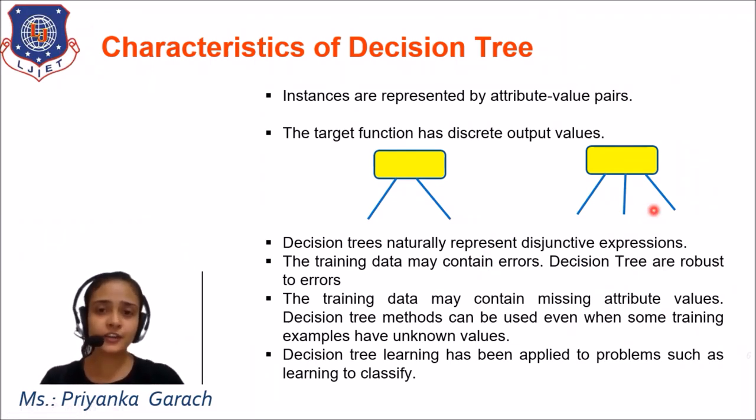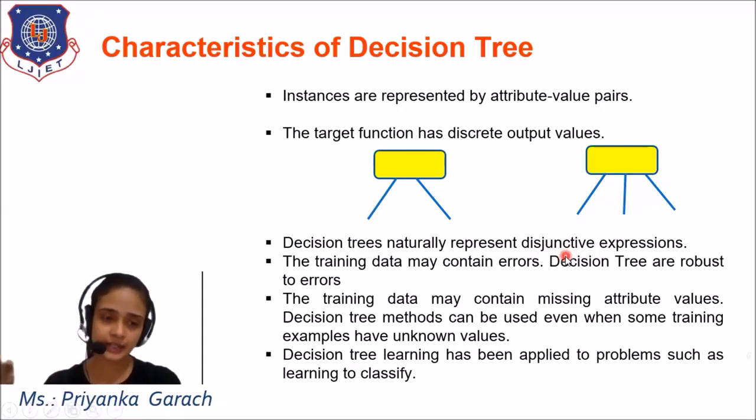The target function has discrete output values. It means my class label has categorical values, so it is telling us the discrete output values. Also, the decision tree naturally represents disjunctive expressions. Disjunctive expression means discrete expressions, the not connected expressions. As we know that classification problems use discrete values, decision trees use disconnected expressions. We do not have continuous values, we have discrete values.